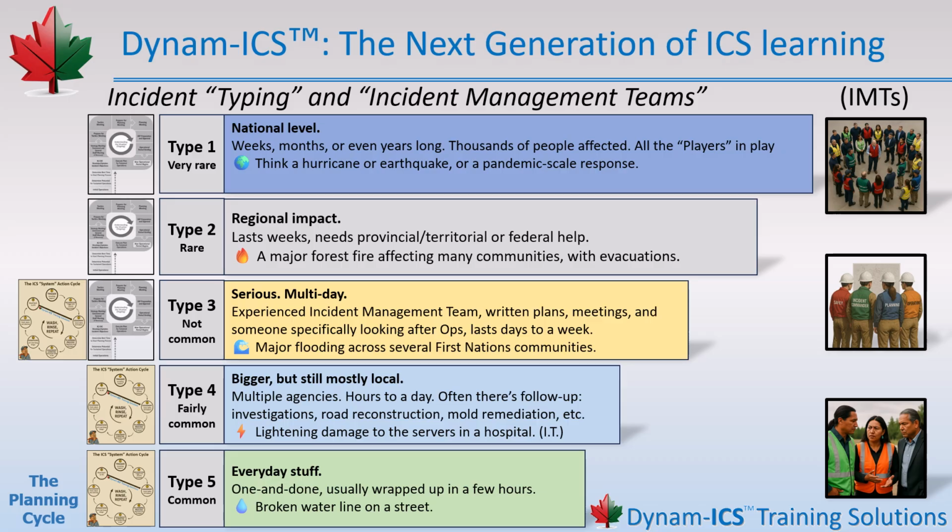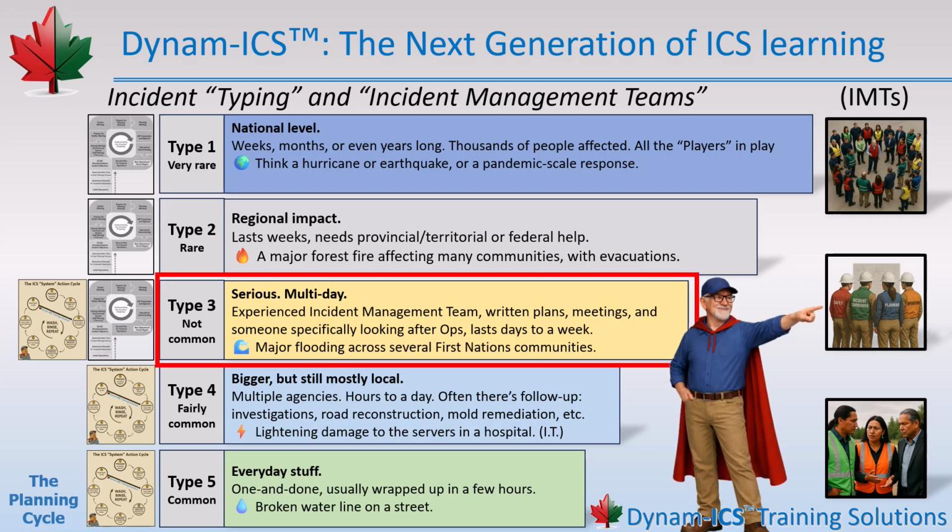It helps us set expectations early and gives us a common reference point for what level of coordination and management might be needed. At the simplest end of the scale are Type 5 incidents. These are everyday issues. They're usually handled by a small number of people wrapped up in a short period of time and don't require much structure beyond basic coordination. Type 4 incidents are bigger, but still mostly local. They often involve multiple agencies, last longer than expected, and usually come with follow-up work. That might include investigations, repairs, recovery activities, or public communication after the initial response is over.